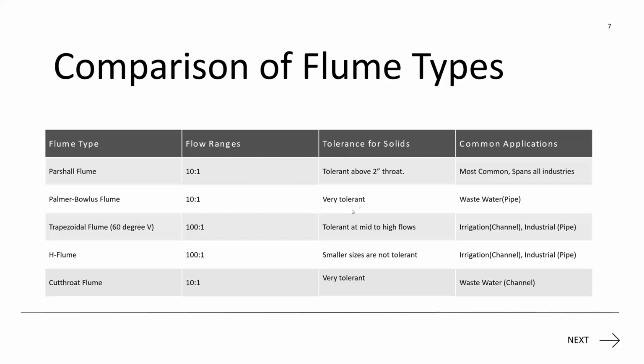Palmer Bowlus flumes are very tolerant. Trapezoidal flumes are tolerant only at high flows because they are V-shaped. At very low flows, some things might not be able to pass through that V-shape. H flumes are very intolerant at smaller sizes.